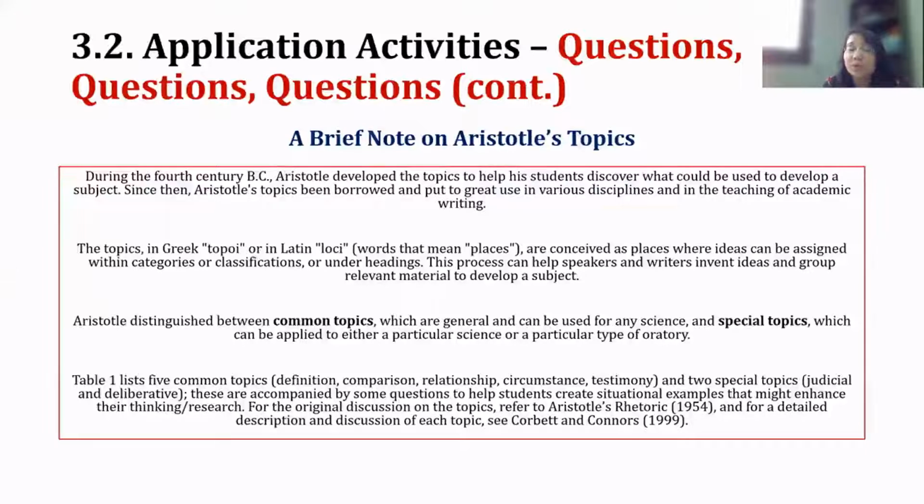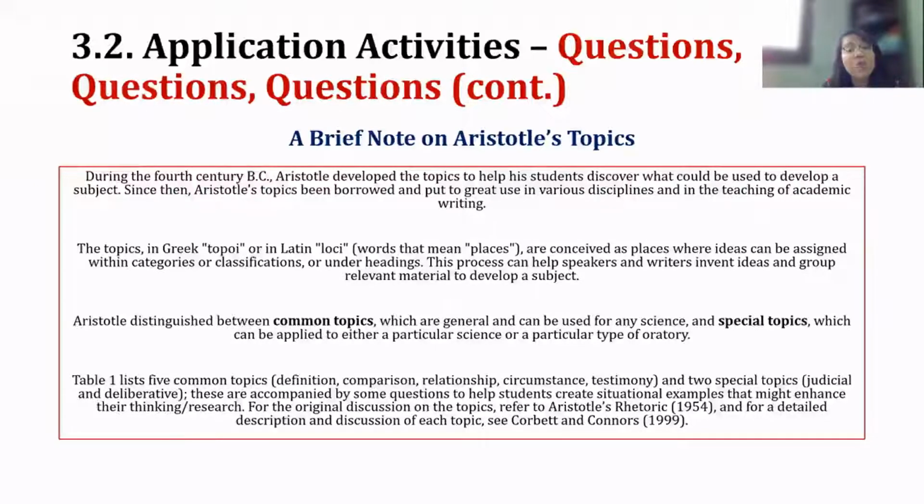Table 1, which I will show you on the next slide, lists 5 common topics, which are definition, comparison, relationship, circumstance, and testimony, and 2 special topics, judicial and deliberative. These are accompanied by some questions to help students create situational examples that might enhance their thinking or research. For the original discussion on the topics, refer to Aristotle's Rhetoric in 1954, and for the detailed description and discussion of each topic, see Corbett and Connors 1999.